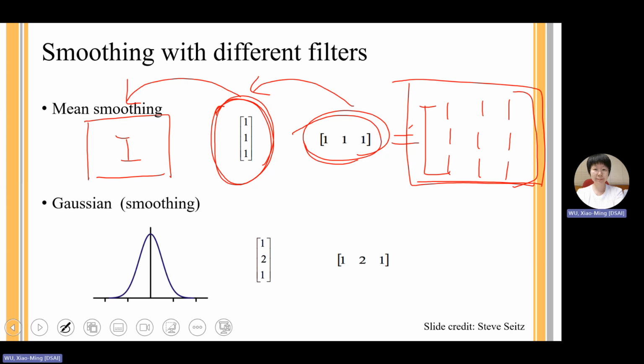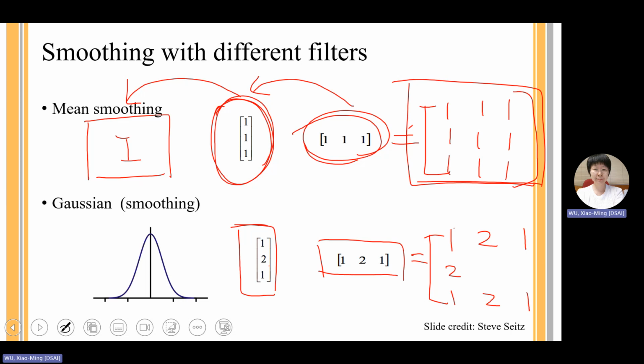And similarly, we have this vertical one-dimensional Gaussian filter and this horizontal one-dimensional Gaussian filter. The multiplication of the two filters gives what? Gives 1, 2, 1, 2, 4, 2, 1, 2, 1. What will be the middle one? 4. Okay.